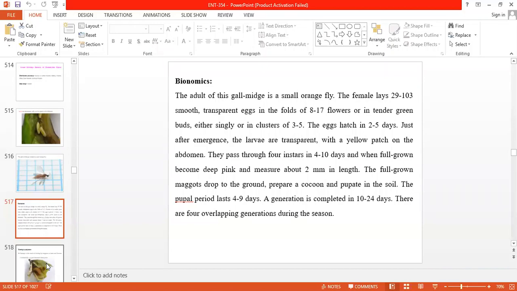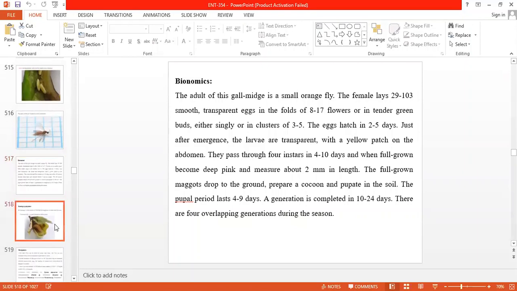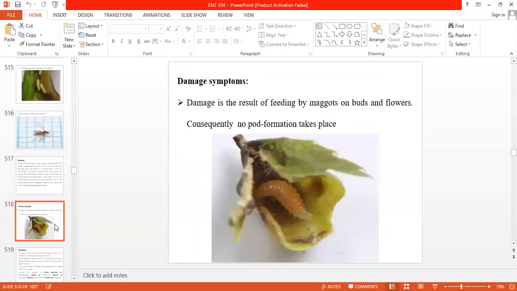They pass through 4 instars in 4 to 10 days. When fully grown, the maggot becomes deep pink and measures about 2 mm in length. Full grown maggots drop to the ground, prepare a cocoon and pupate in the soil. The pupal period is about 4 to 9 days. One generation is completed within 10 to 24 days. There are 4 overlapping generations in one season.